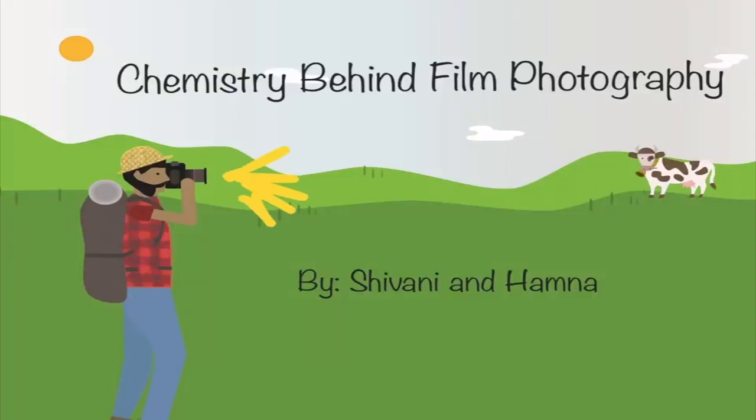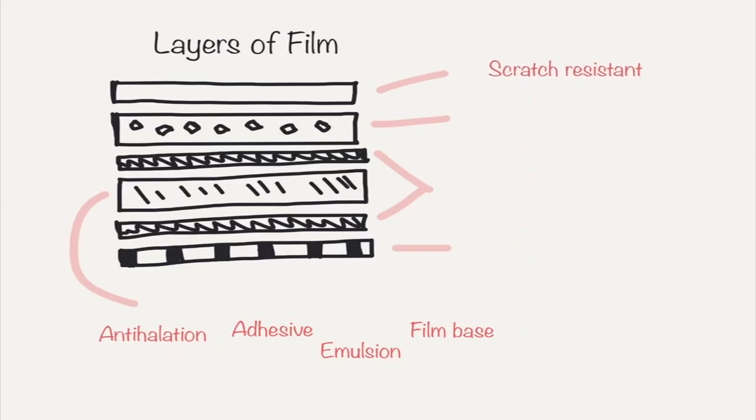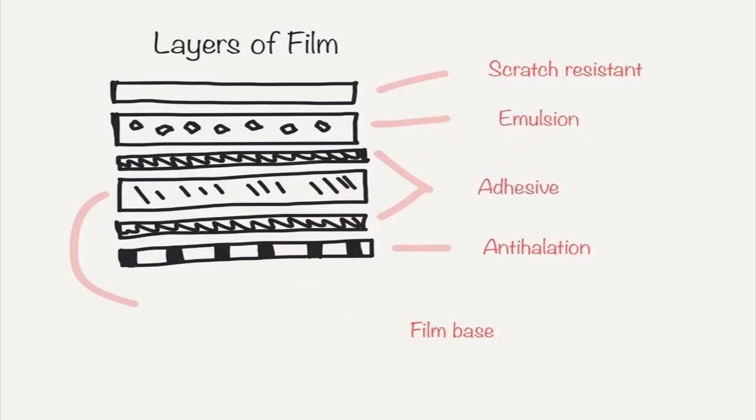Chemistry behind film photography. Before digital cameras were made, something called film was commonly used and went through multiple reactions to record an image. Let's go and see this process close up.